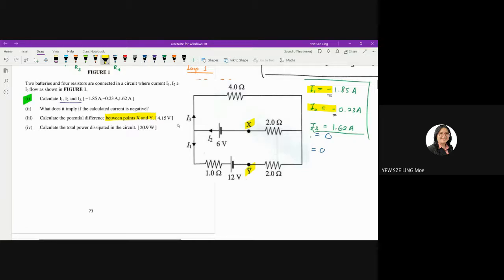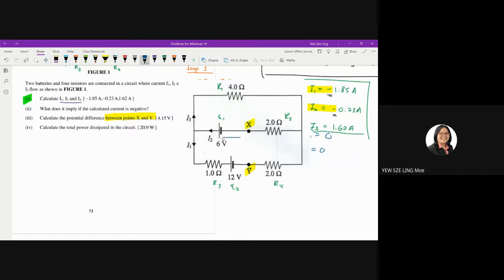I want to identify how many paths can be taken to travel from X to Y. So according to this diagram, I have 2 choices. The first one is on the left-hand side. If I start moving from X, I will move through my EMF. I'm going to label it again: R1, R2, R3, R4, EMF1, EMF2.